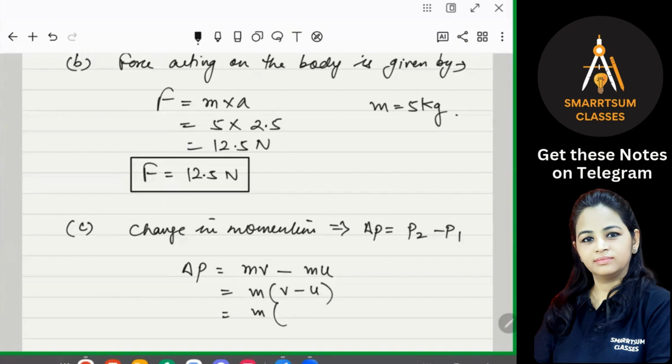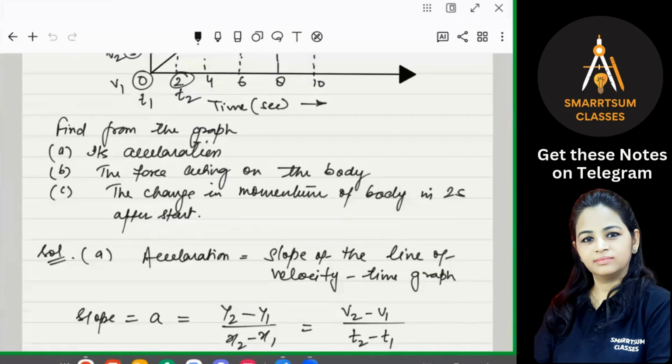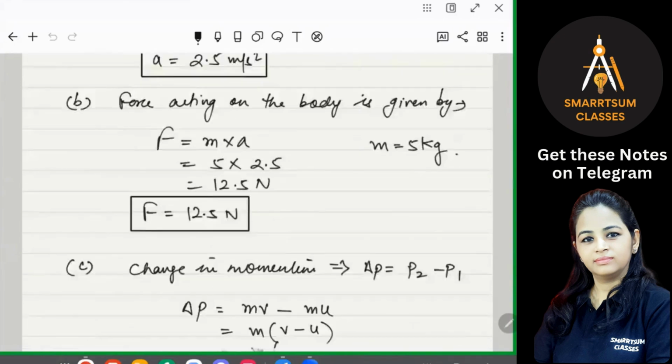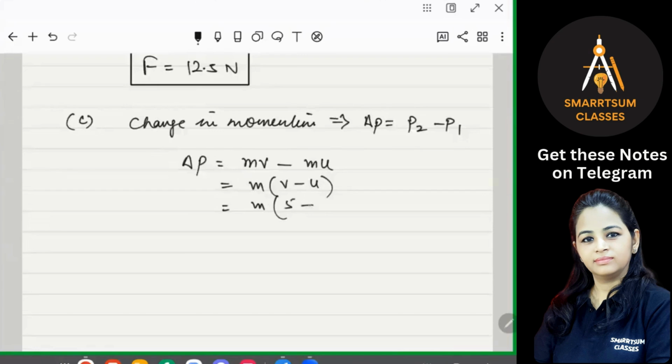After 2 seconds, what is the velocity? Because we have to find the change after 2 seconds. Final velocity is 5 meter per second. And what is the initial velocity earlier? It is 0, right? So v will be 5 and u will be 0. Is that clear? Okay. So m is 5 kg. So 5 into 5, that is 25 kg meter per second.